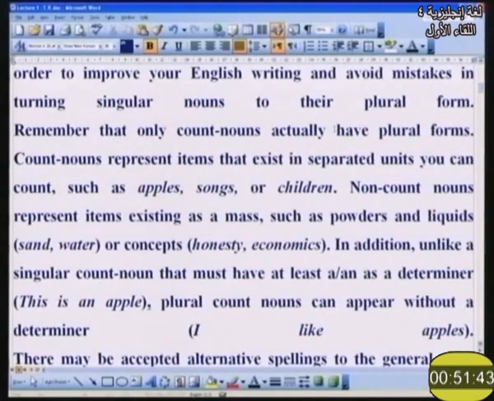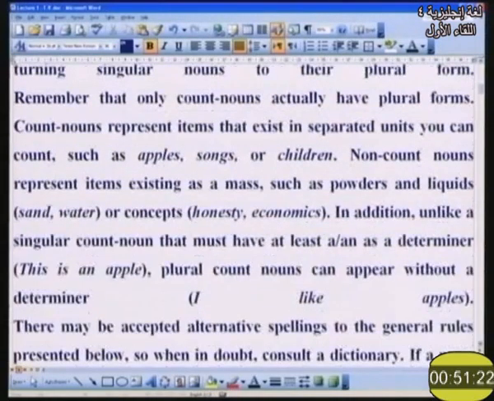We have two different types of nouns, countable and uncountable. Countable nouns means that they can be counted. The idea of plural means more than one. Then we have to talk about a noun that can be counted, that can get more than one of its items. Only countable nouns have plural forms, and countable nouns represent items that exist in separated units, and you can count them. You can put numbers before them, 2, 3, 7, 100, million, such as apples, songs, or children.